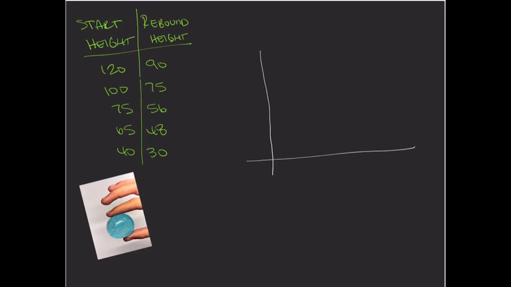So I'm going to do a nice little graph. But before I figure out how to label my axes, I need to figure out which one of the heights, the starting height or the rebound height, is going to be my independent variable, and which one is going to be my dependent variable? So I need to figure out if my starting height depends on how high the ball bounces, or does how high the rebound is depend upon my start height.